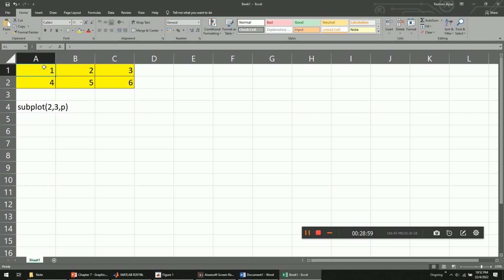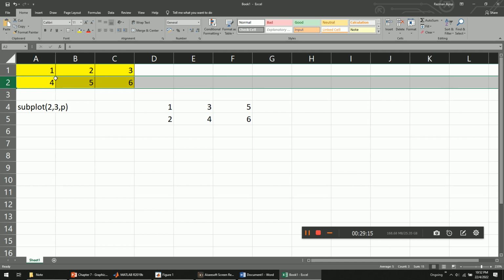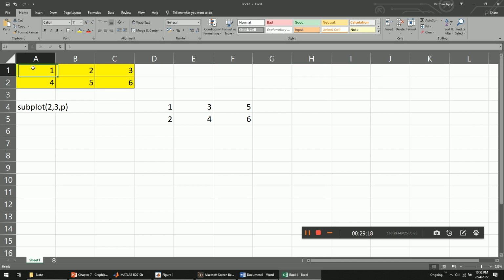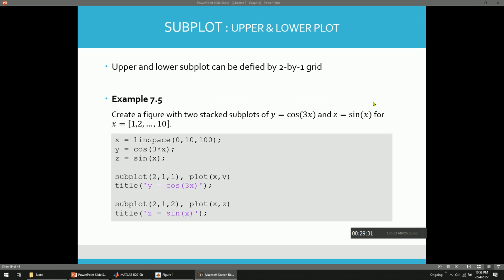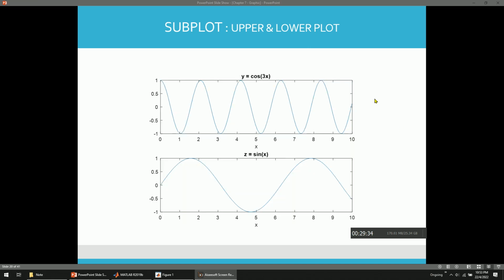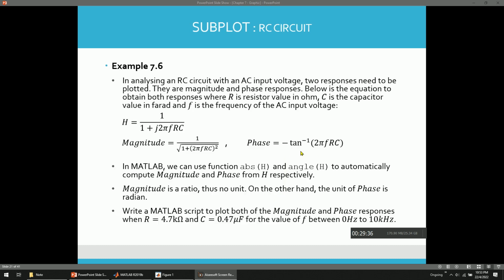If you recall, the index is 1, 2, 3, 4, 5, 6. So this is for indexing. But for subplot, it will complete the row and then go to the next row. I hope you understand how to put the position here. So we complete the subplot.